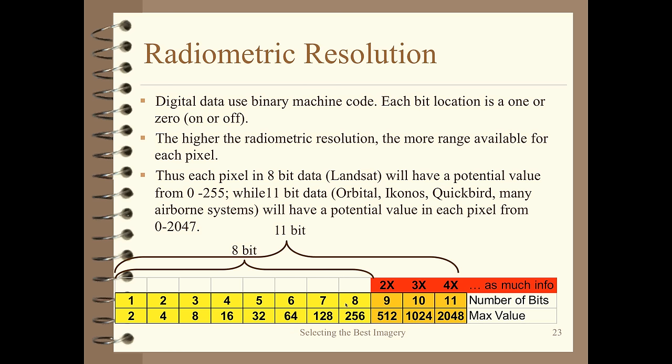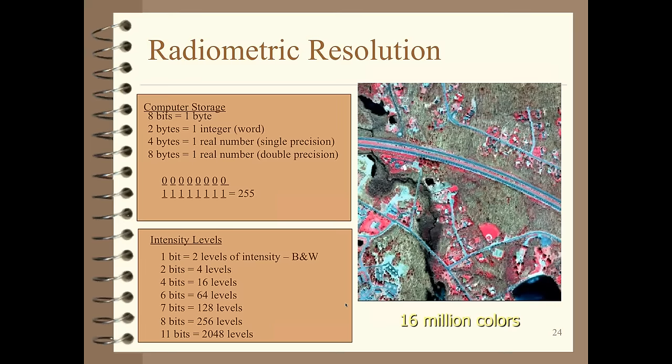What's happened recently is we've had the ability to expand that. If you can do 9 bits instead of 8, then the range of values, instead of going from 0 to 255, can go from 0 to 511. Or if you had 11 bits of information, instead of going from 0 to 255, you could go from 0 to 2047. So you've got lots more discrimination, or ability to tell more subtleties, if you have better radiometric resolution.